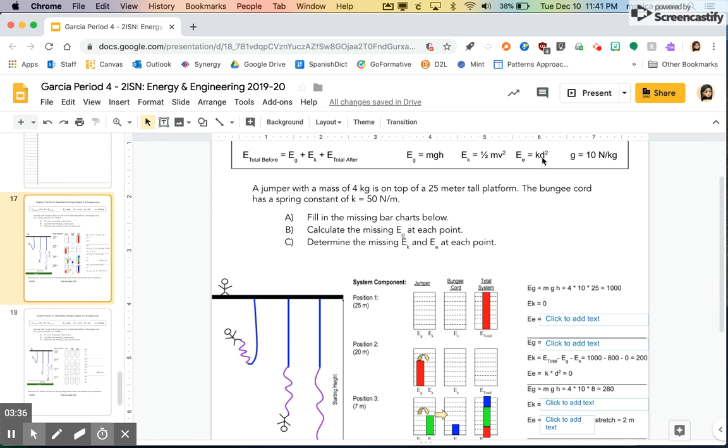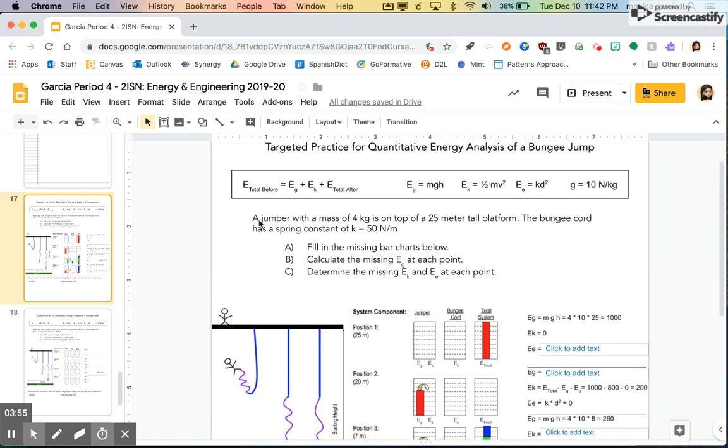And then D stands for distance stretched, right? That's the amount of the length that the rubber band or the spring stretches, and that's squared. And then finally, you're given the number for gravity. And in this case, just to make our lives easier, we're going to use the number 10.